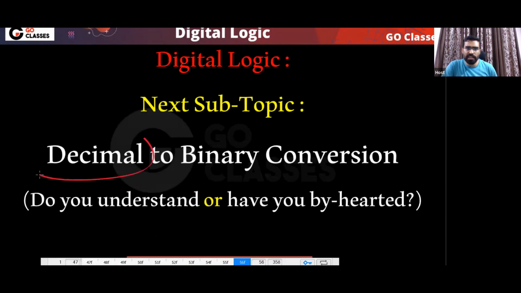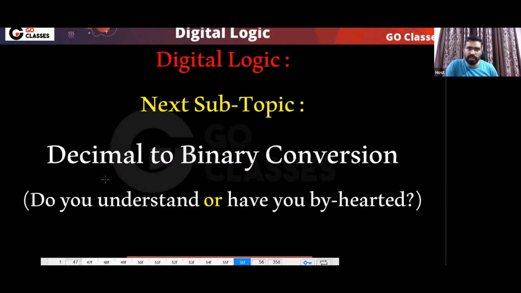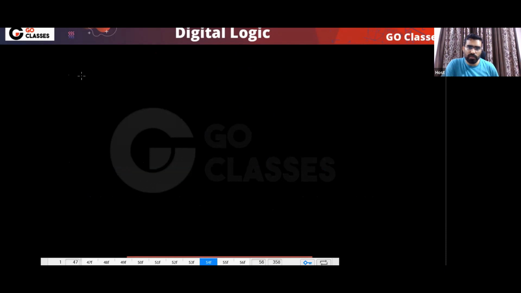Now let's see decimal to binary. Here is my question. Some of you already know how to convert from decimal to binary. What do you do? You divide by 2, something like that. Okay, but do you understand why? What is the reason? Don't worry, if you don't know, I will explain. But let me first tell you what many students do.